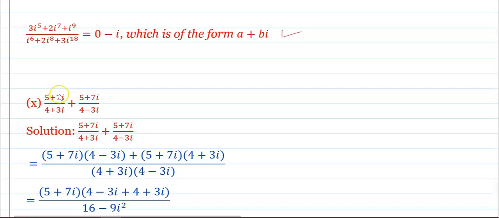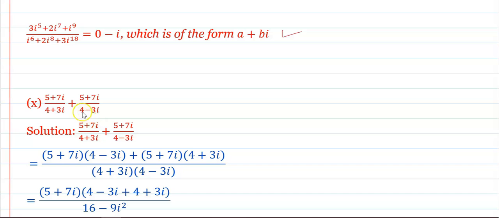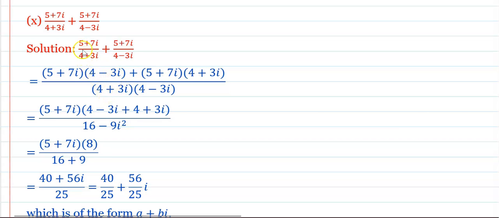Next, (5 plus 7i) upon (4 plus 3i) plus (5 plus 7i) upon (4 minus 3i). Both numerators are the same. Here we do cross multiplication: (5 plus 7i) into (4 minus 3i) plus (5 plus 7i) into (4 plus 3i). The denominator is (4 plus 3i) into (4 minus 3i). What is here? A plus b, a minus b means a square minus b square. 4 square means 16. (3i) bracket square means 9i square. I square is minus 1. Minus 1 into 9 gives plus 9. 16 plus 9 gives 25.